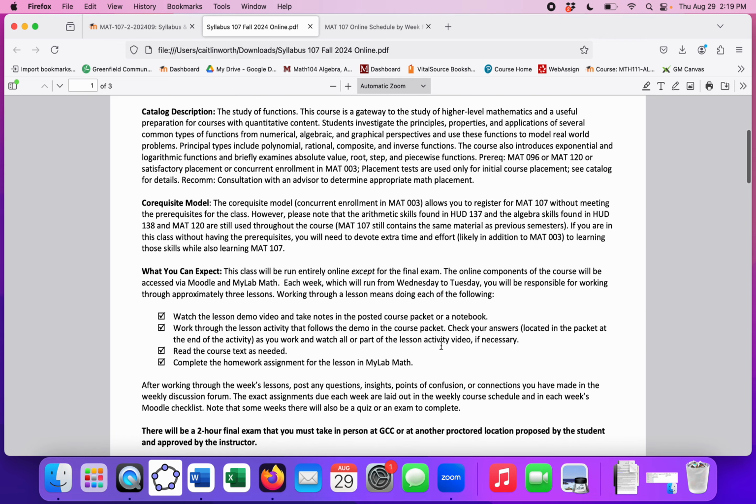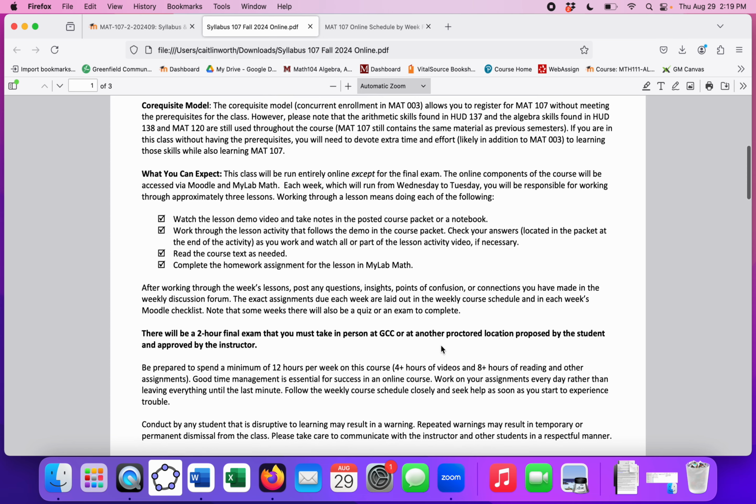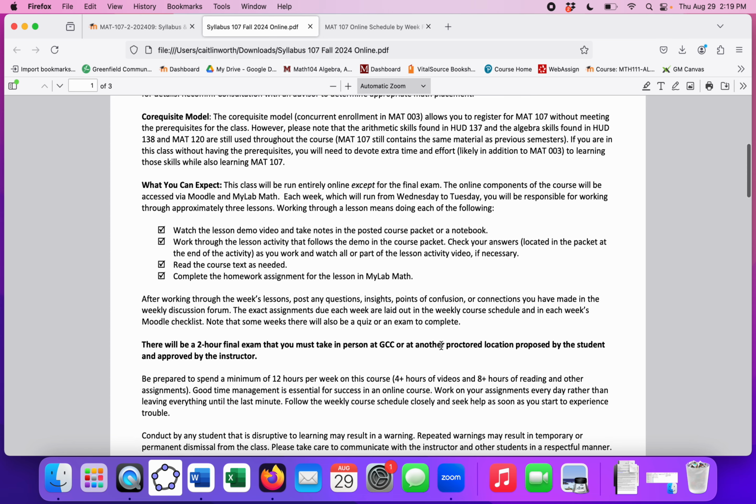All right, so I'm going to skip over the description. It won't mean anything to you if you've never taken a class like this. So brief note about the co-requisite model. The co-requisite model, which is when you have concurrent enrollment in Math 003, allows you to register for Math 107, even having not met the prerequisites for the class. However, do note that the arithmetic skills and the algebra skills found in those prerequisite courses are still used throughout the course. They're still used and you still have to know them.